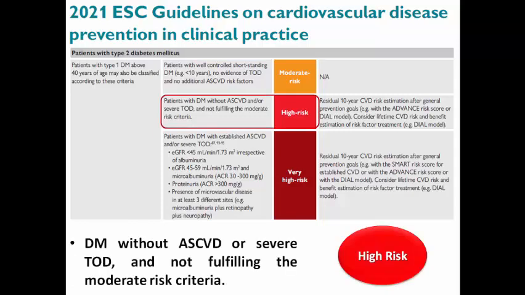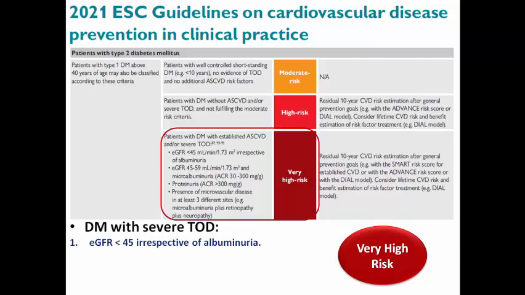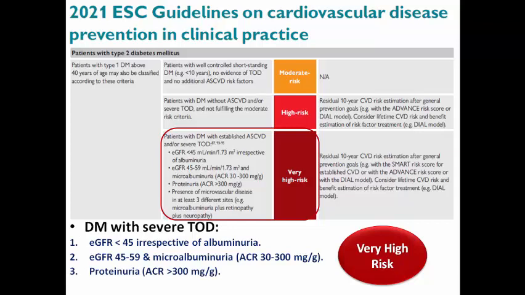If a patient has diabetes without cardiovascular disease or severe target organ damage, but is not fulfilling the moderate risk criteria, for example the duration is more than 10 years, he is considered to be at high risk. And if a patient has established atherosclerotic cardiovascular disease or severe target organ damage, for example estimated GFR less than 45, GFR between 45 and 59 with microalbuminuria from 30 to 300, or proteinuria with albumin-creatinine ratio more than 300 mg per gram, or there is microvascular disease in at least 3 different sites, like microalbuminuria plus retinopathy plus neuropathy, in this case he is considered at very high risk, the same as a patient with established cardiovascular disease.